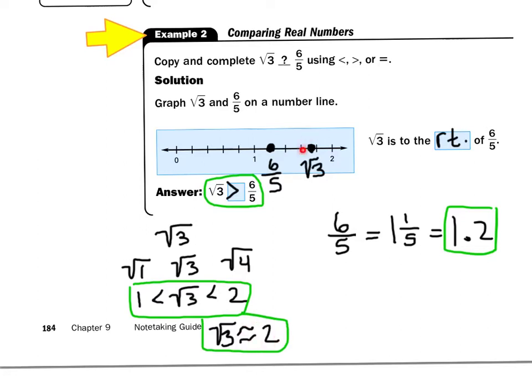And so if I graphed it on a number line, I would just put it closer to 2 than it is to 1. Now, 6/5, of course, is 1 1/5, which is 1.2. And I know exactly where that is to graph it. And you guys would know this too, since radical 3 is closer to 2, it has to be larger. So the square root of 3 is greater than 6/5.